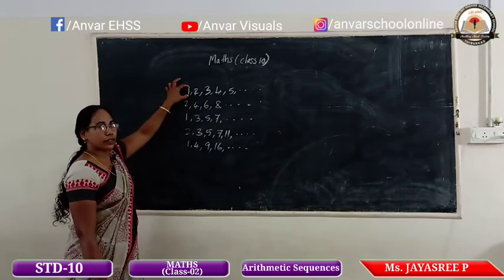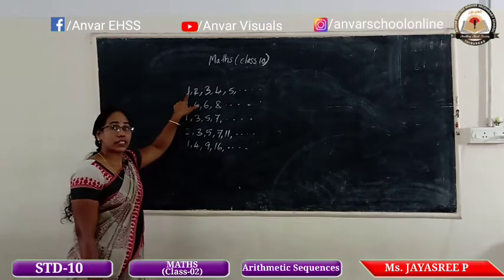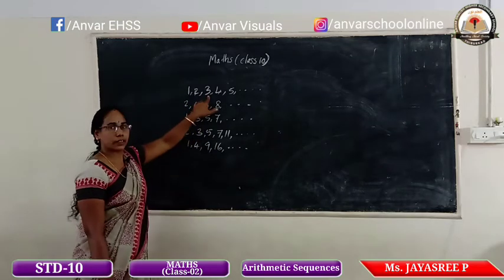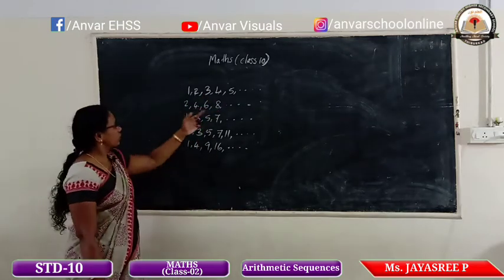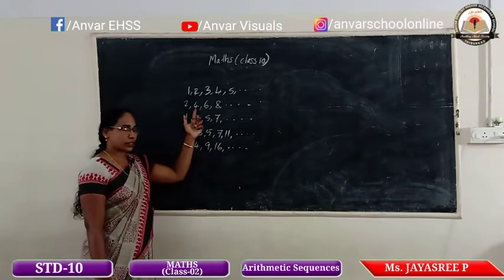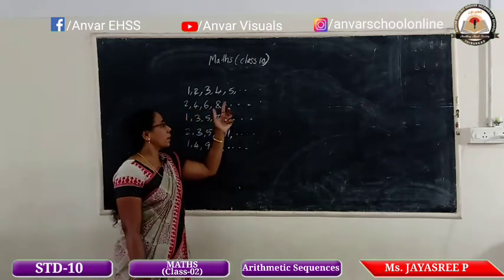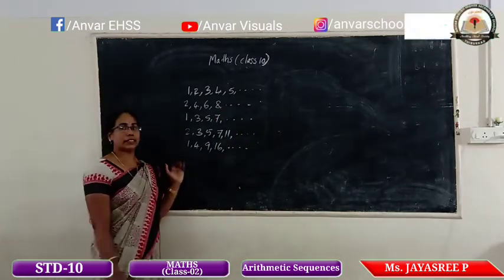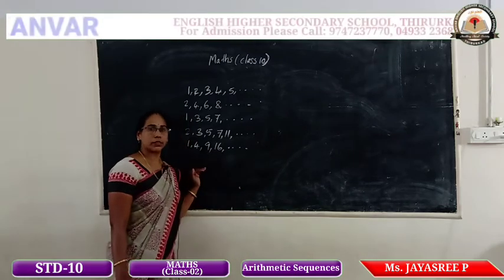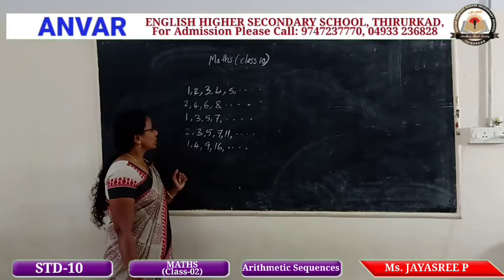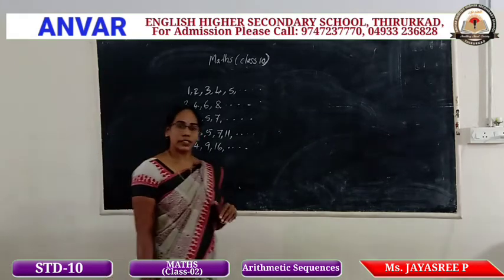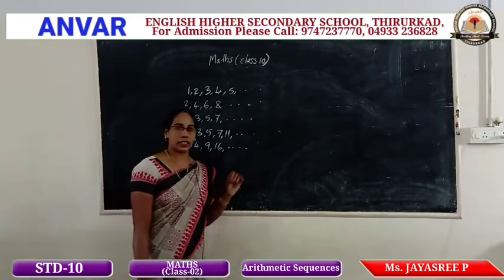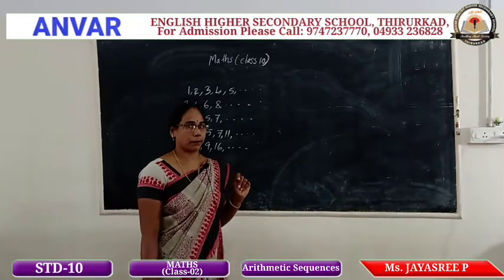And 1 is the first number. It is known as the first term. And 2 is the second number, it is the second term. 3 is the third number, it is the third term. And in this sequence also, 2 is the first term, 4 is the second term, 6 is the third term, and 8 is the fourth term, etc. So each number is known as the terms of the sequence. Now each term has its own position: first term, second term, third term, fourth term, etc.